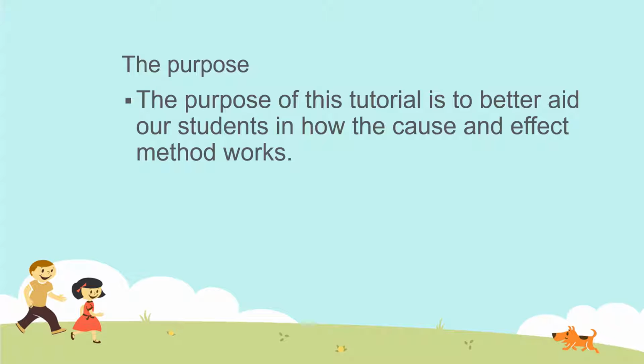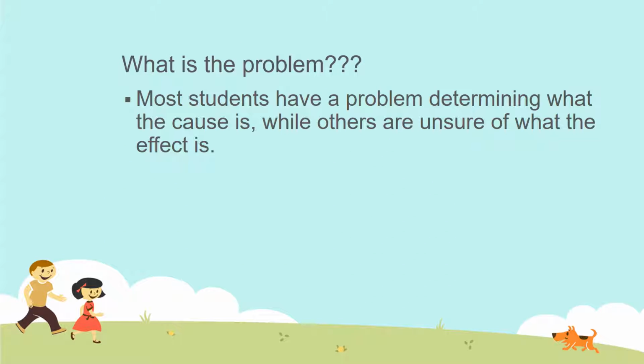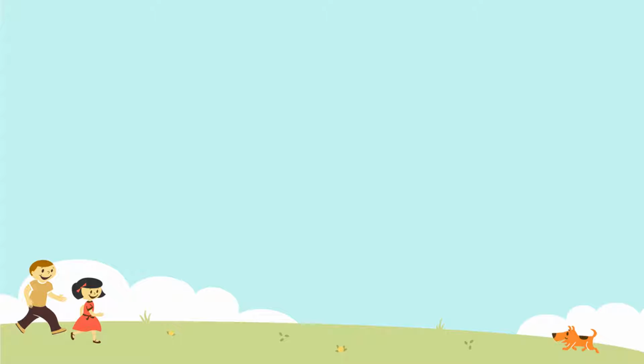One of the things that I've noticed in the classroom is that a lot of our students, when covering this method, have a problem determining which part of the sentence is the cause and which is the effect. And I'm hoping that after finishing this tutorial they will have a better understanding of which is which. So once again, the problem is that most students have a problem determining what the cause is, while others are unsure of what the effect is.